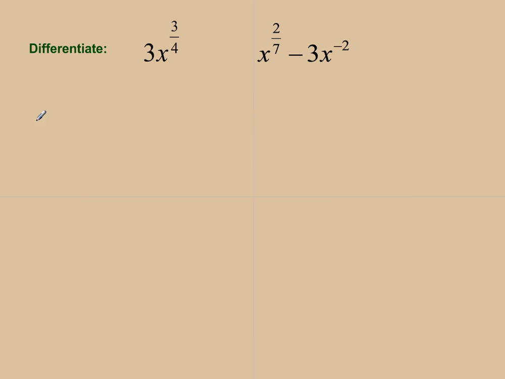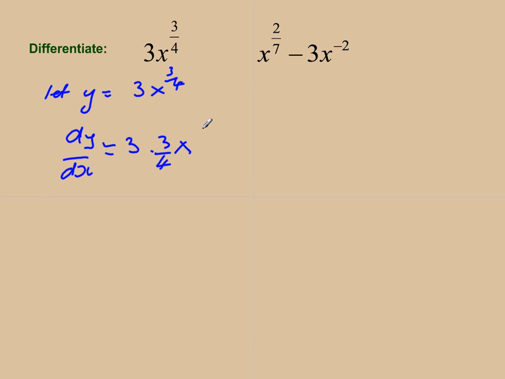Okay, now let's say now it doesn't matter if I use y or f of x, let's just use y for a change, equals 3x to the 3/4. So therefore dy/dx, the derivative, will be equal to 3 times, the power comes down, 3/4 x to the power of, then 3/4 minus 1 is -1/4.